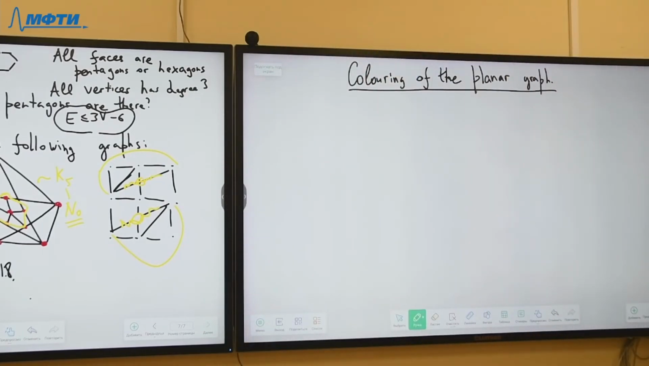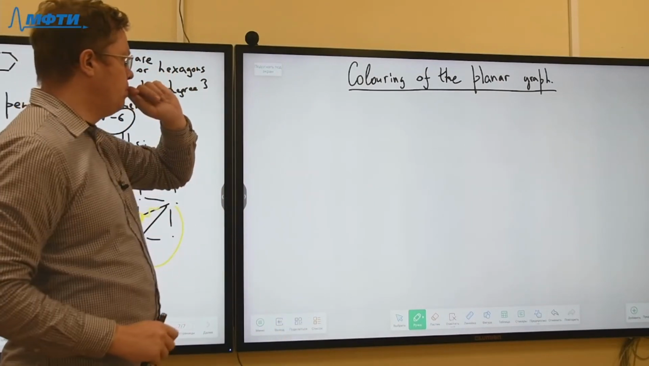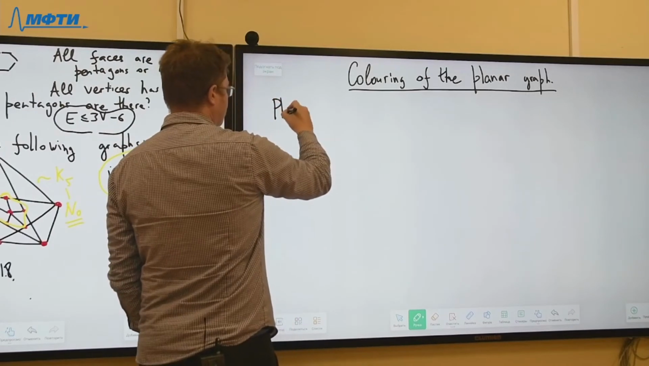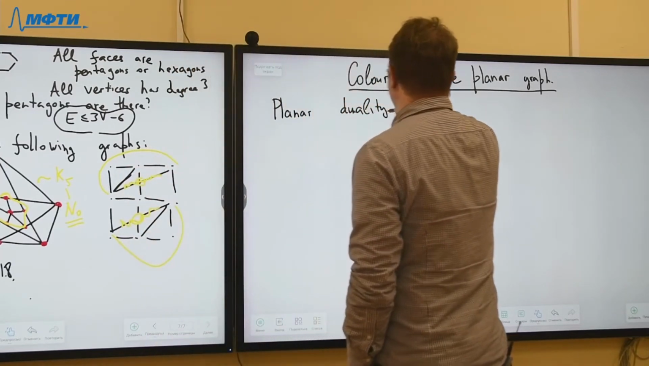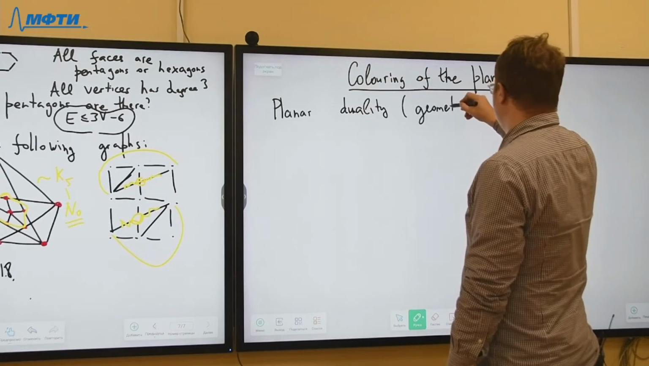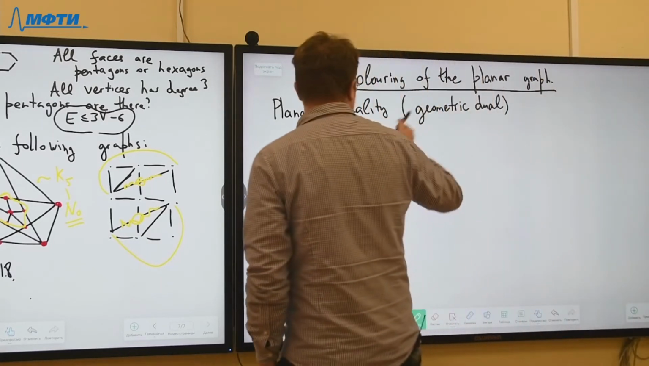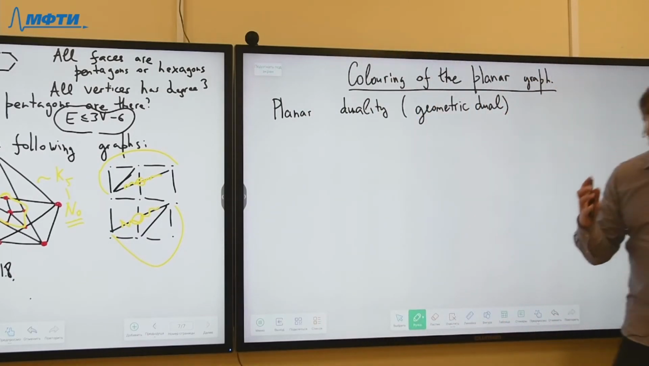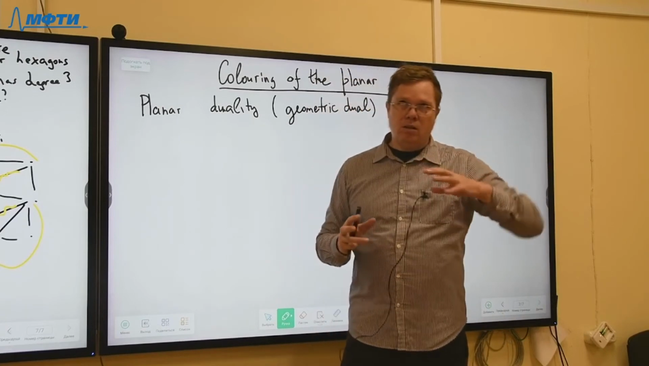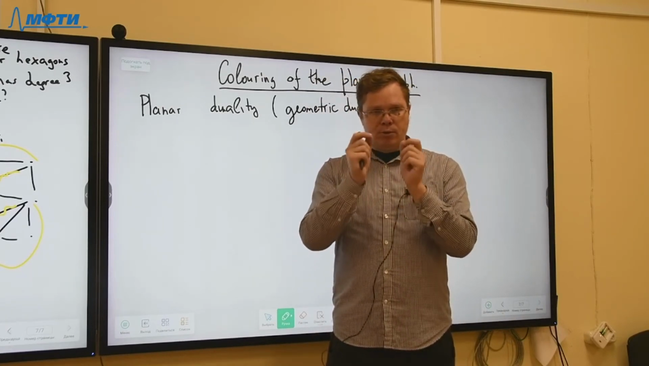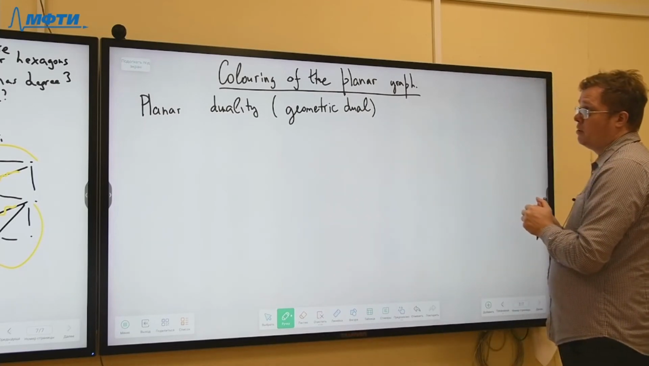But two of them are kind of similar to each other because of the planar duality of the graphs. It's called, I don't know, geometric dual in some books. We already discussed it when we discussed regular polyhedrons: the cube and octahedron are dual to each other, in the sense that if we take a regular polyhedron, take a point in the center of each face, and then connect them with edges, we get the dual regular polyhedron. But we can do this for any planar graph.